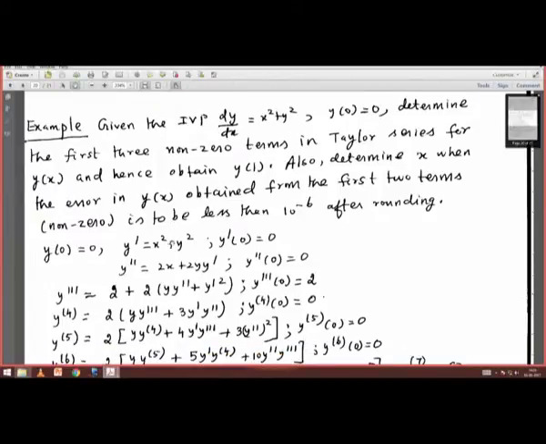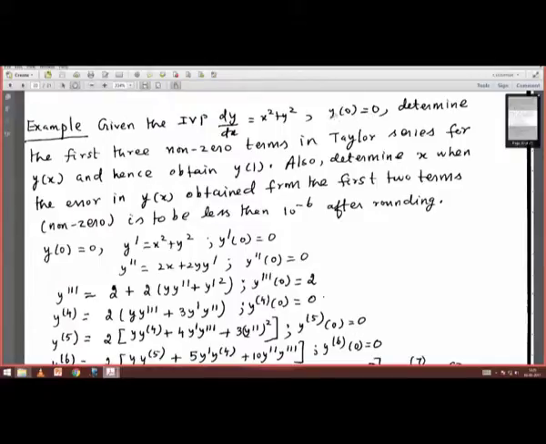Given this initial value problem, dy by dx is equal to x square plus y square, y of 0 is equal to 0, we determine the first non-zero terms in the Taylor series for y of x and hence also determine x such that the error in y of x, obtained from the first 2 non-zero terms, is less than 10 to the power of minus 6 after rounding. So, there are 2 parts to it. One is to take the first 3 terms in the Taylor series for y of x and obtain the value of y at 1. So, let us first look into the details.